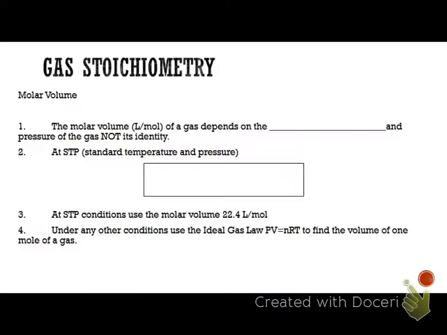So that brings us to gas stoichiometry. A couple of things we want to remember about gas stoichiometry. Recall that the molar volume depends on the temperature and pressure, not its identity. So for the same standard temperature and pressure at STP, which was 1 atmosphere and 0 degrees Celsius, any gas is 22.4 liters per mole.